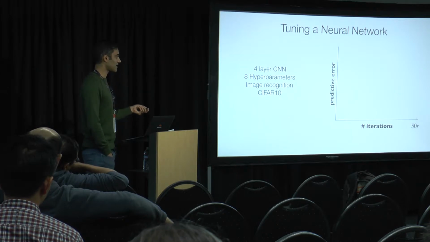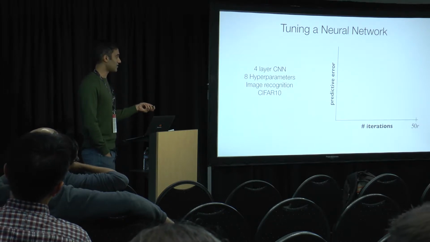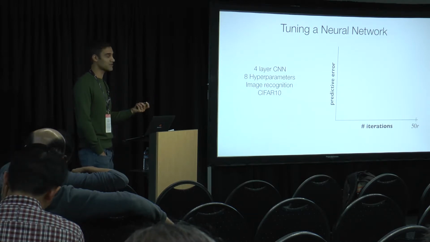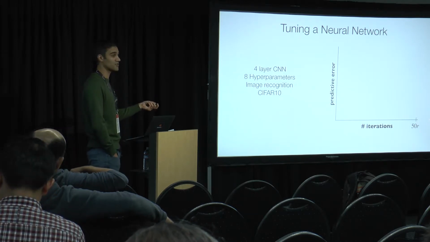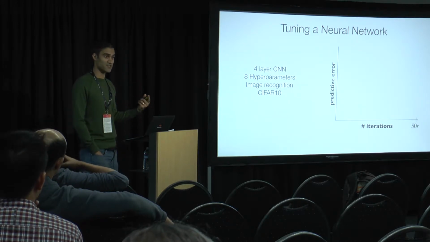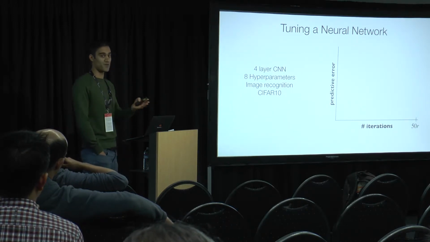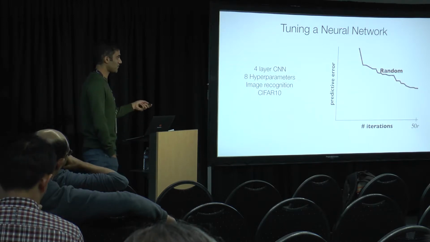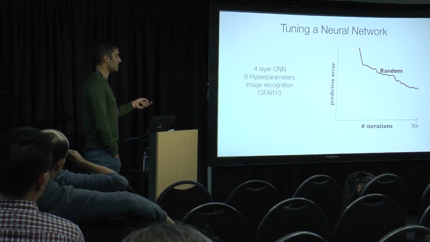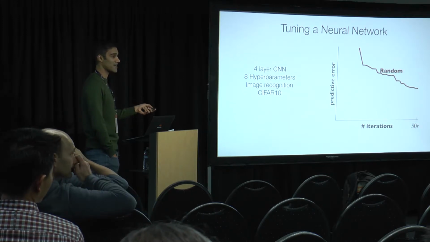On the x-axis here, we have number of iterations. So 50R here corresponds to the number of iterations required to train 50 models. So this is equivalent to n equals 50 here. And on the y-axis, we have the best predictive error that we've seen so far among all of the models that we've looked at. So first we looked at random search, and basically what this is saying is that the best error we've seen at this point is whatever this number is, and it keeps going down.